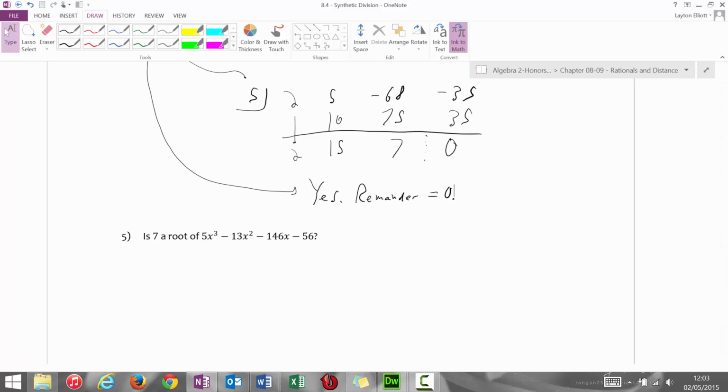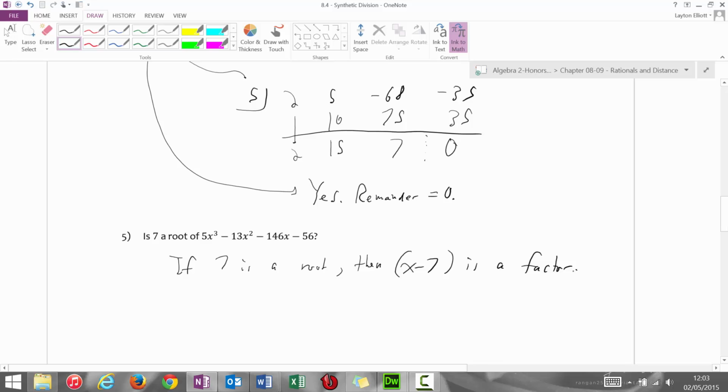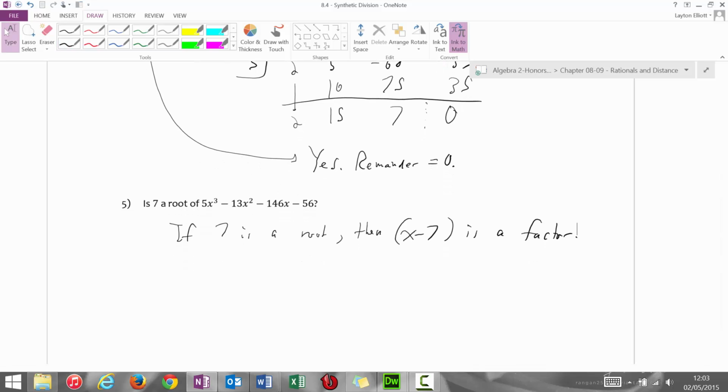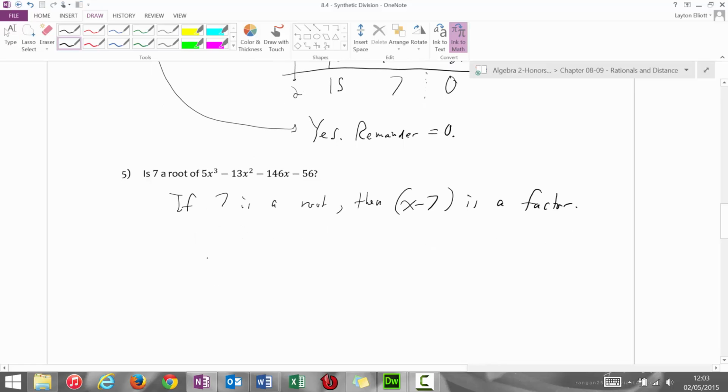Now, number 5 says, is 7 a root of this? Well, if 7 is a root, then that means that when I plug 7 in, I would get that equal to 0. It also means that x minus 7 is a factor. Well, if x minus 7 is a factor, that would make 7 a root. If x minus 7 is a factor, then when I divide it, I would get a remainder 0. So let's try dividing by 7.